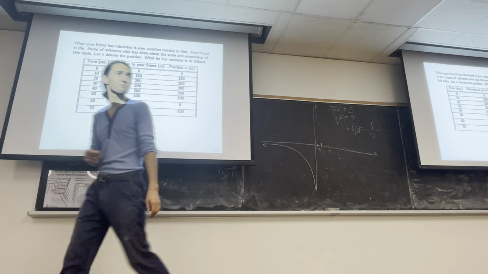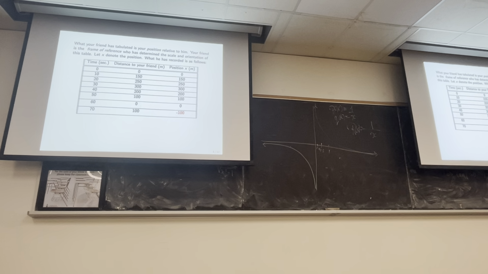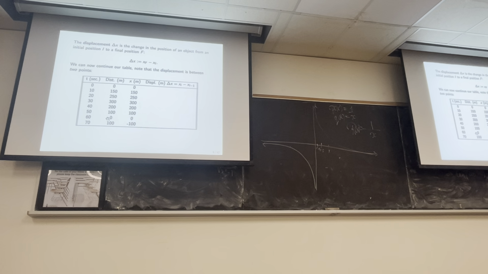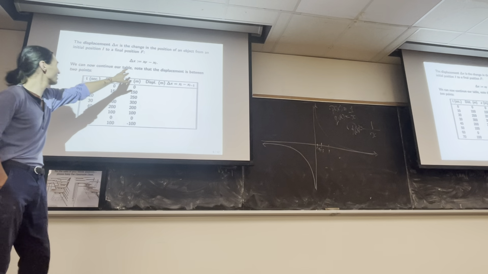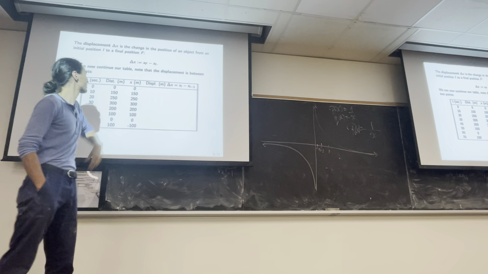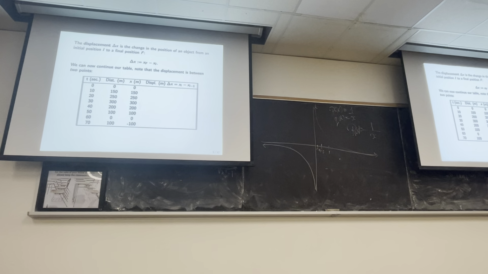The position or the displacement, if those of you who remember high school physics, the displacement is a vector quantity. The displacement is nothing but the change in the position of an object from the initial position to the final position. So x final minus x initial is the relative displacement. Now we can continue our table.